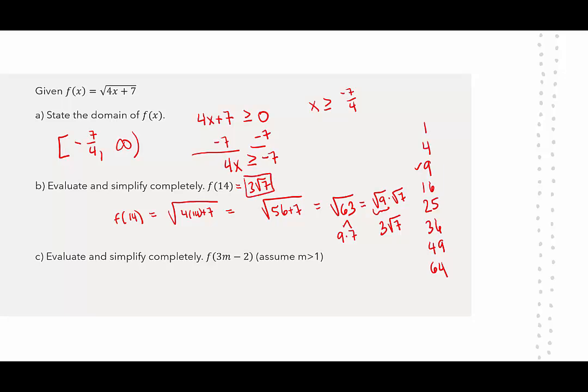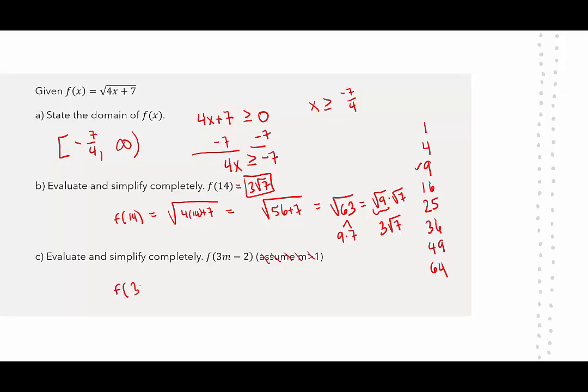For letter C, again, I'm going to plug in, but this time, instead of plugging in just a nice, neat number, I'm plugging in a little baby expression. Now, it does say assume m is greater than 1. That you can disregard. That's just keeping it so that we're not going to end up with a negative under the radical. That's all it's doing.